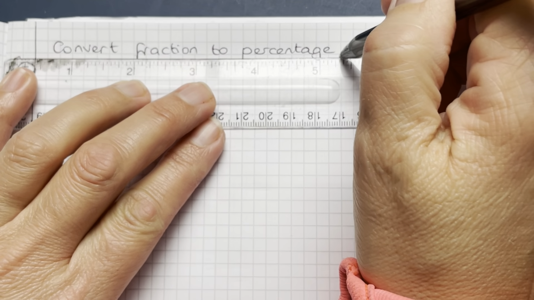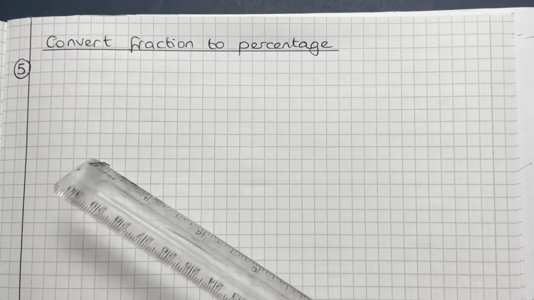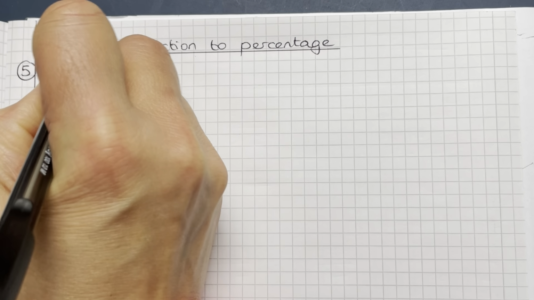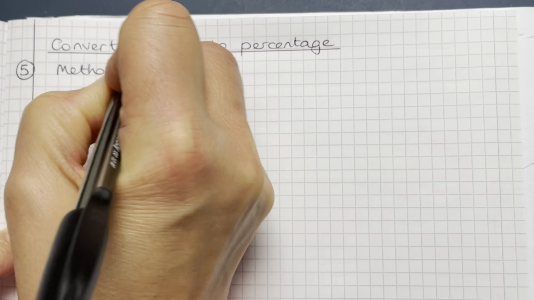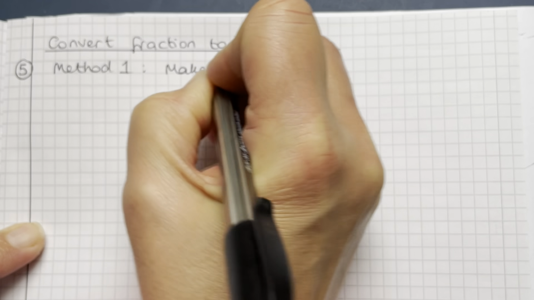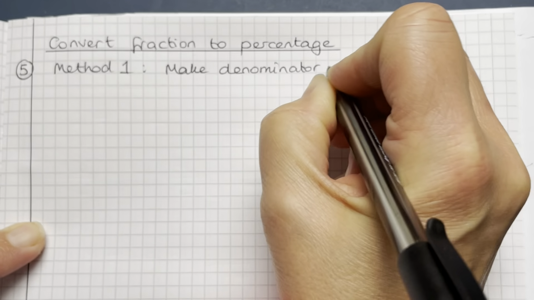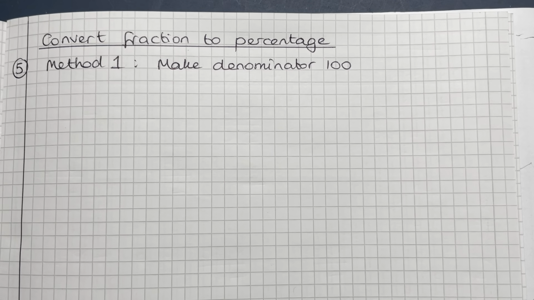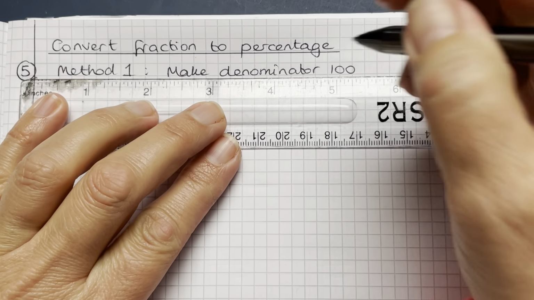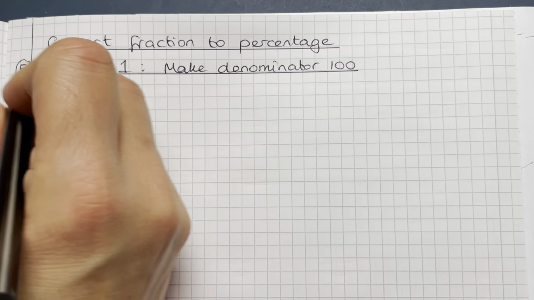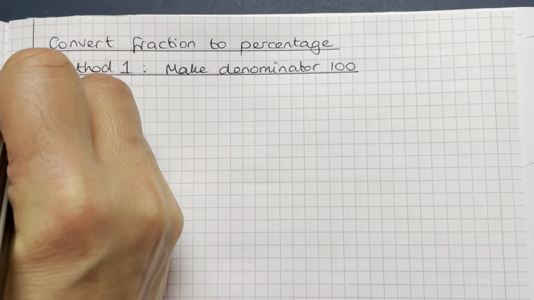Right, so we've talked about making the denominator 100. So I'm going to call that method 1. Make denominator 100. And we know that we're going to achieve that by using equivalent fractions. So let's look at this. Sorry, put that there. Question 5.